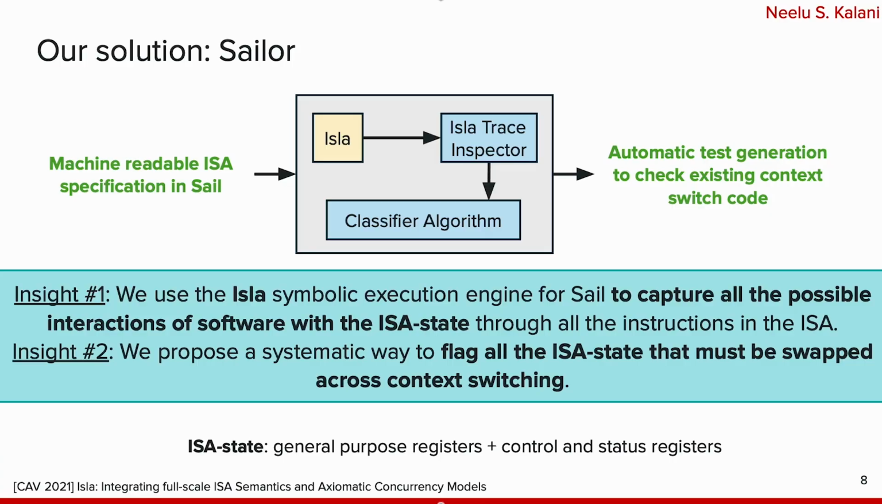For example, exceptions on floating point operations set a certain flag with a specific value, which denotes the type of exception that occurred. And if this flag is not cleared during a context switch, then information leaks. And then using that, we propose a systematic way to identify all the ISA state that must be swapped across context switching, using the output that we get from ISLA.